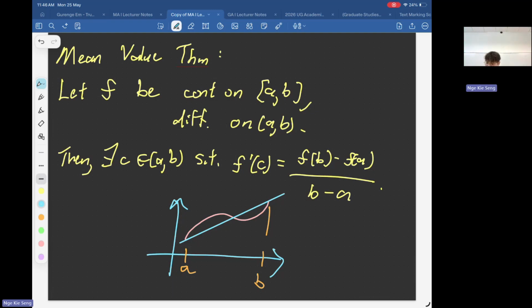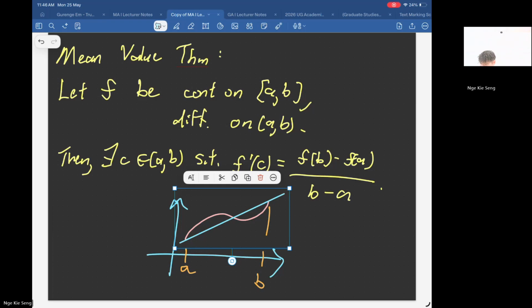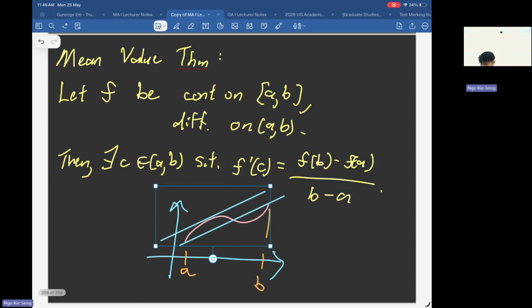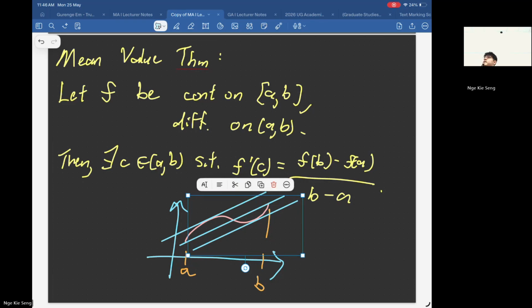Is it true? Let's copy it. Can you find another point that also has this gradient, I mean a tangent line with this gradient? I claim that there are at least two for the graph I drew. One of them is here, and the other one is here. Special, no? But this one is just a picture.